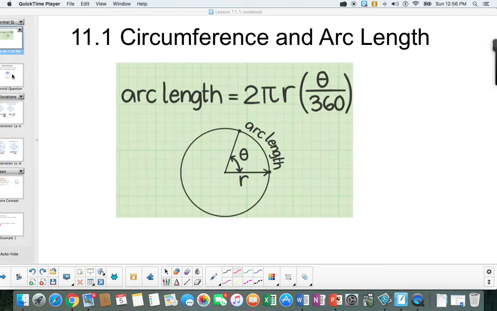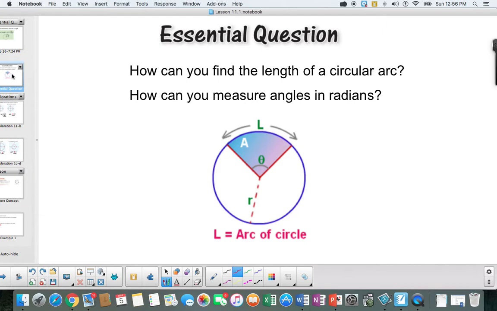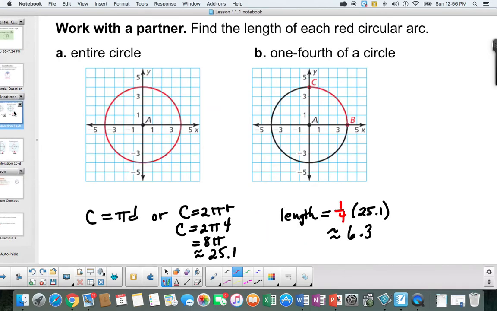11.1 Circumference and Arc Length. How can you find the length of a circular arc? How can you measure angles in radians? Let's take a look at how we measure the length of an entire circle.